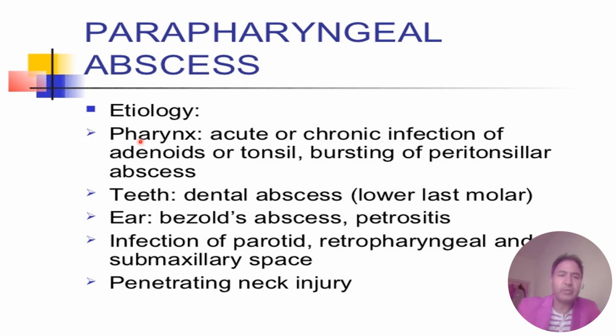So the etiology includes the adenoids, which are nearby neighbors. If there is infection of the adenoids, we may get a parapharyngeal abscess, or bursting of a peritonsillar abscess. We have teeth, dental abscess, and we have Bezold abscess and petrositis. Bezold abscess comes from the neck and parapharyngeal space. Infection of the parotid, retropharyngeal space, and submaxillary space, and penetrating neck injury may be other causes.